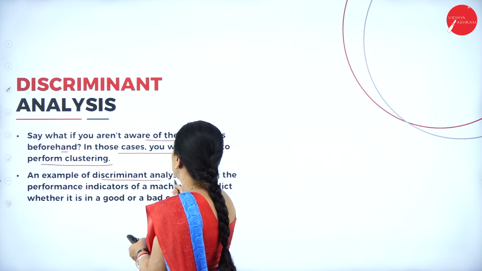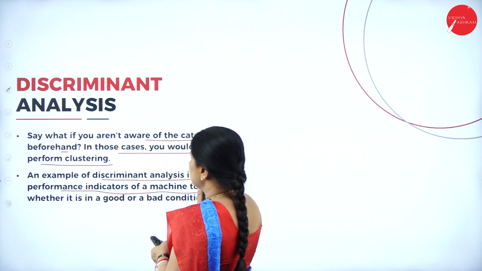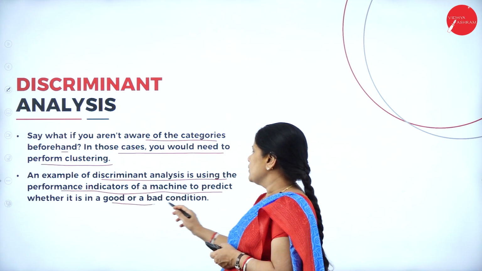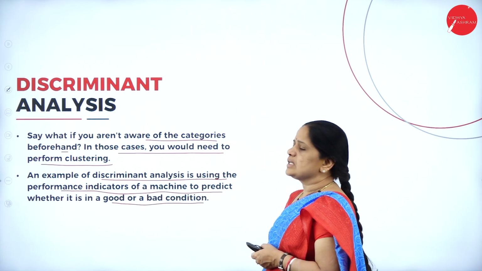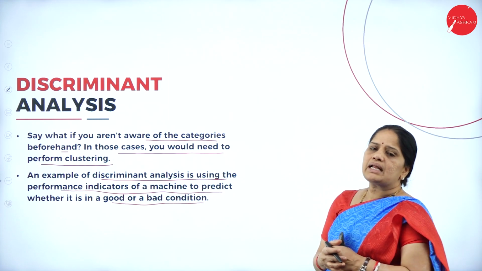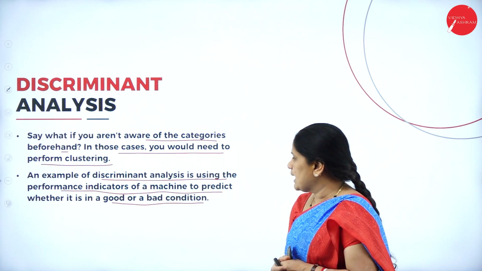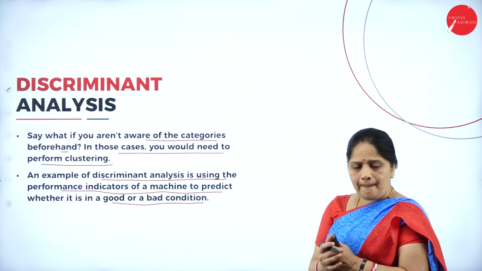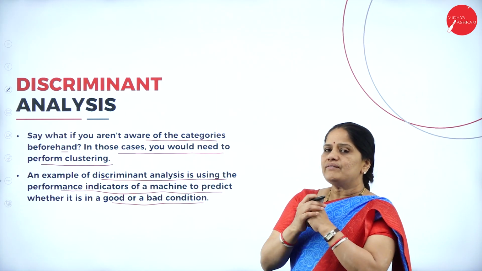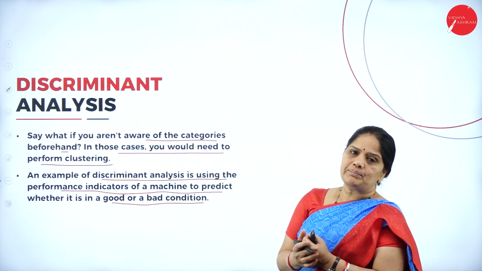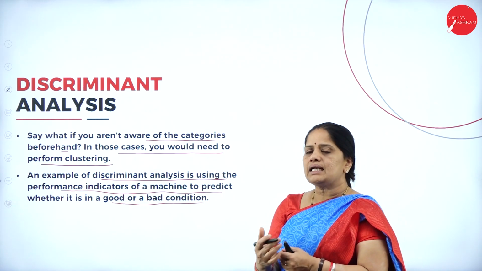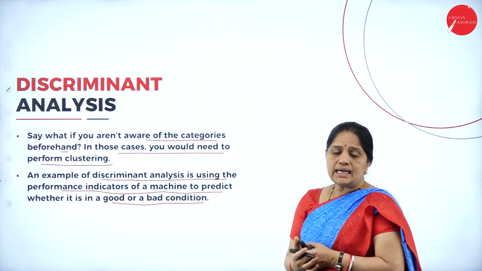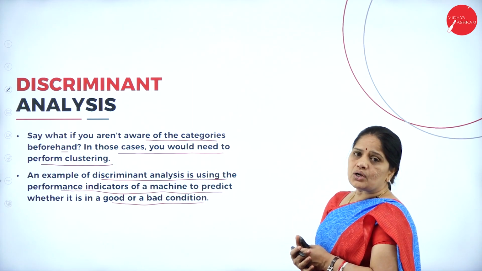An example of discriminant analysis is using the performance indicators of machines to predict whether a machine is in a good or a bad condition. This discriminant analysis is usually helpful to know whether the machine is in a good condition or a bad condition. With the help of the data relating to the performance of the machine, we will be able to indicate whether the machine is in a good condition or a bad condition.